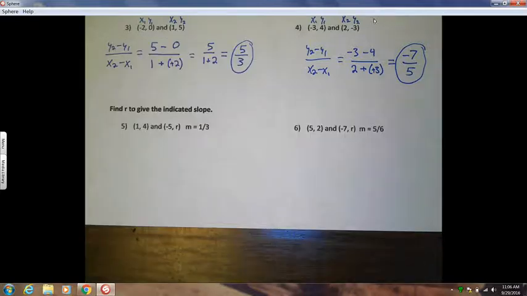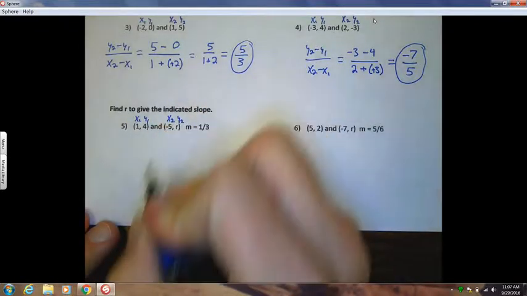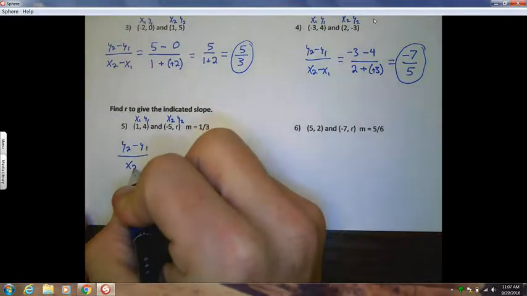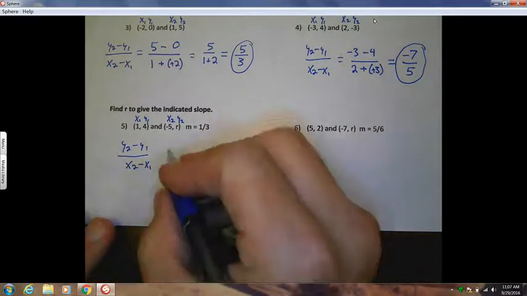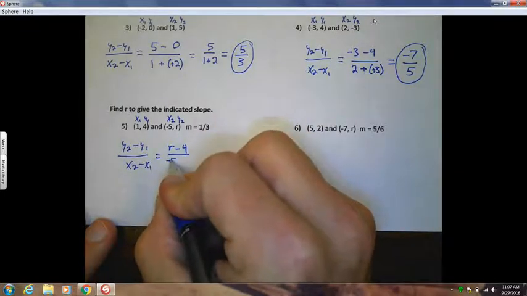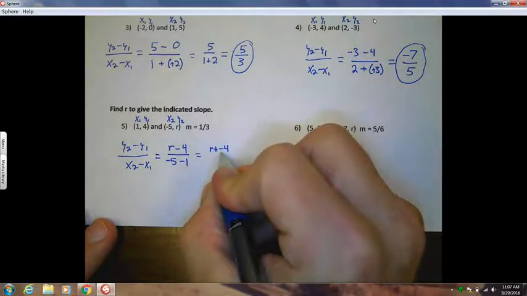Okay, next thing, find r to give the indicated slope. I'm just going to do one example, and these are typically difficult, so make sure you rewatch this one. So I'm going to label my points, and I'm going to use my formula. So first thing I'm going to do is I'm going to put my numbers in there and simplify. r minus 4, negative 5 minus 1, r plus negative 4 over negative 6. Okay, that's what I have so far.